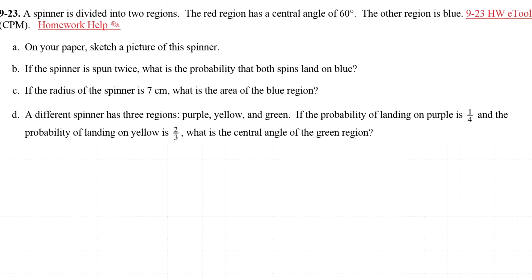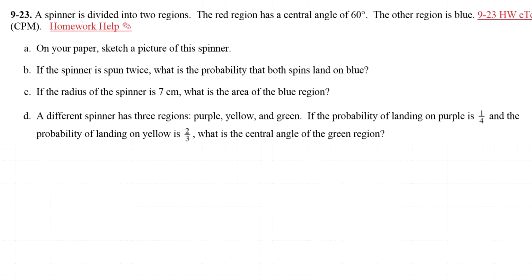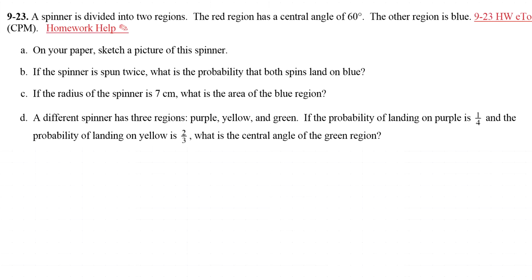Alright, so 923, a spinner is divided into two regions. The red region has a central angle of 60 degrees. The other region is blue. A. On your paper, sketch a picture of the spinner.